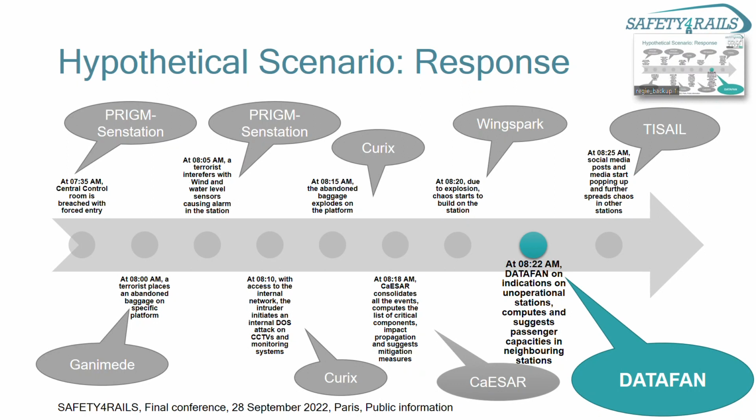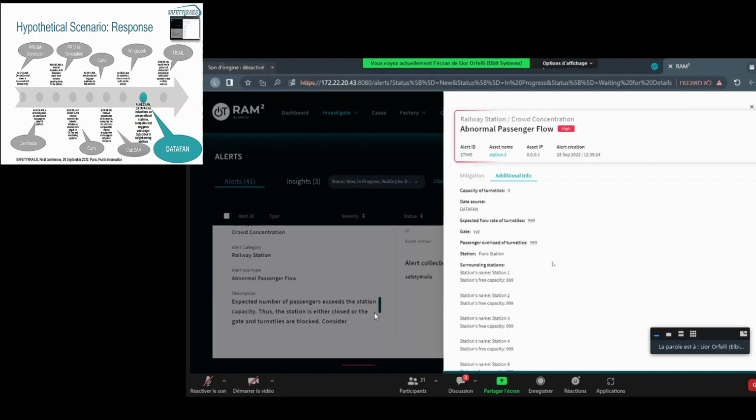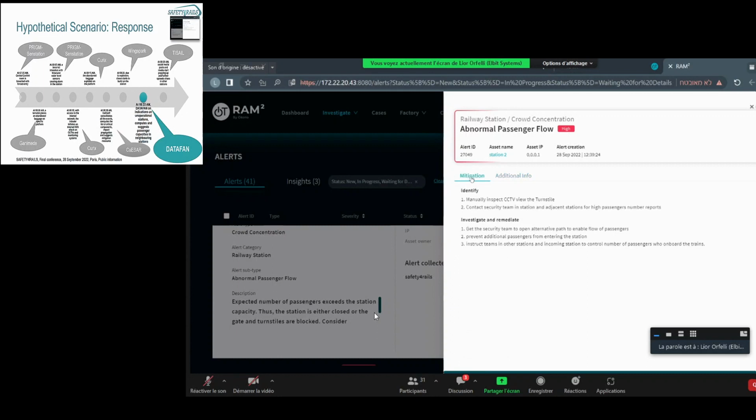Yes, hello everyone. First of all, I'd like to share my screen on RamSquare. First, as we can see here, the event related to the abnormal passenger flow is here, including the data about the expected flow rate of turnstiles, including the data about the capacities of surrounding stations and other data as well. And we can see here the mitigation steps. So generally, what RamSquare is.